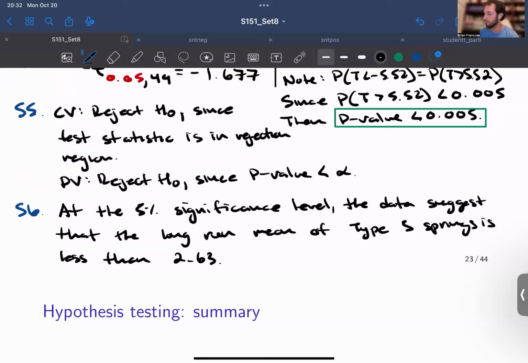So we have, as I mentioned in class, at the 5% significance level, so the first part is always just stating the significance level you're at. The data suggest, and then we interpret the mean so that the long run mean of type 3 springs, that's what we're measuring, is less than 2.63. So state the alternative. So the conclusion of the test is always written in terms of the alternative hypothesis. So here we have evidence that we're less than 2.63. All right, and that is the hypothesis test.